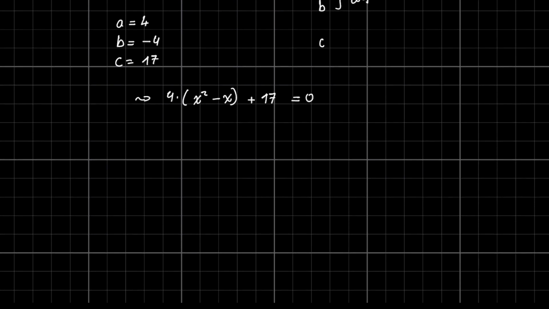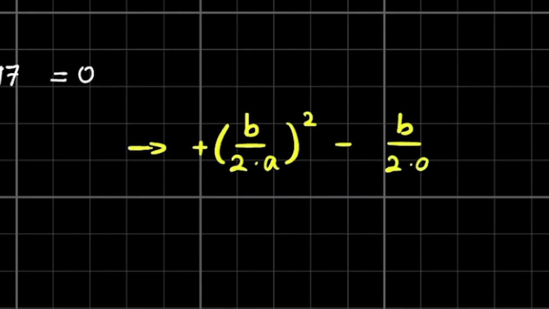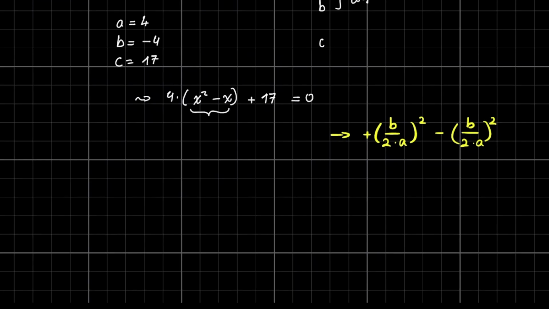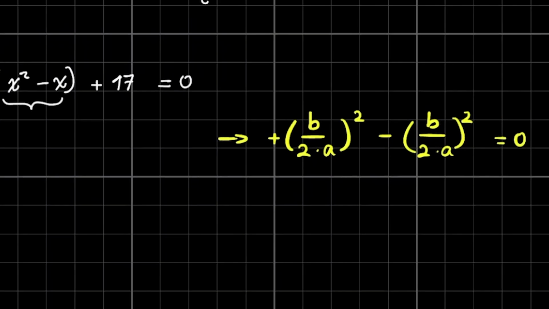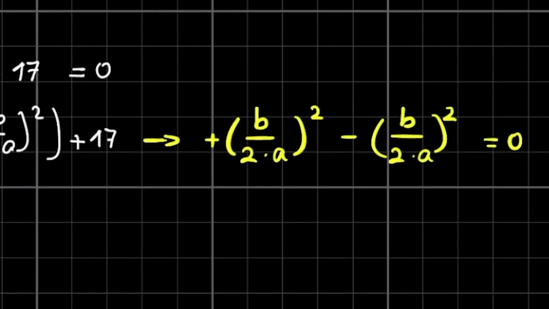What we're going to do next is add a 0 to whatever I have inside the parentheses. But just be careful, the 0 that I will add will be the following: plus b over 2a squared minus b over 2a also squared. This is the 0 that I'm going to add here, and this has to be inside the parentheses as well. With that said, we're going to write 4 times x squared minus x, plus my 0 as we discussed, that's going to be b over 2a all squared minus b over 2a all squared, plus 17 equal to 0.